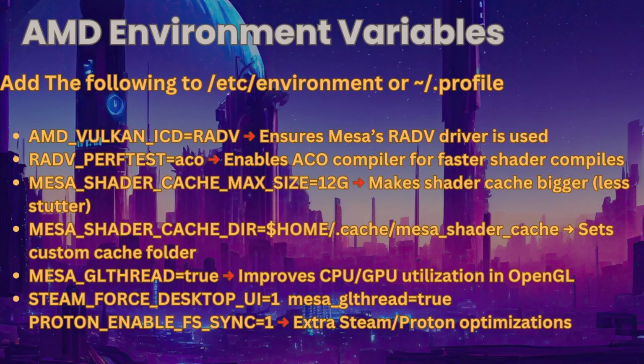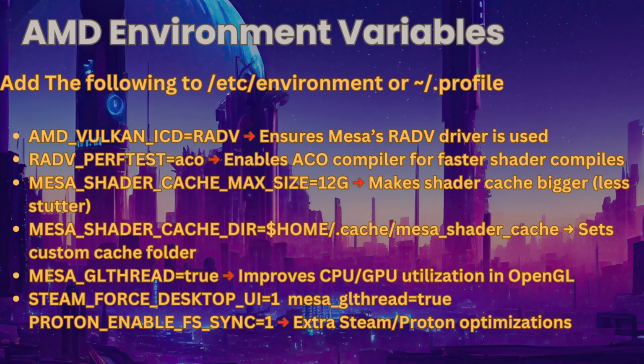AMD_VULKAN_ICD=RADV ensures Mesa's RADV driver is used. RADV_PERFTEST=ACO enables the ACO compiler for faster shader compiles. MESA_SHADER_CACHE_MAX_SIZE=12G makes the shader cache bigger for less stutter. MESA_SHADER_CACHE_DIR=/home/... sets a custom cache folder. MESA_GL_THREAD=true improves CPU and GPU utilization in OpenGL.